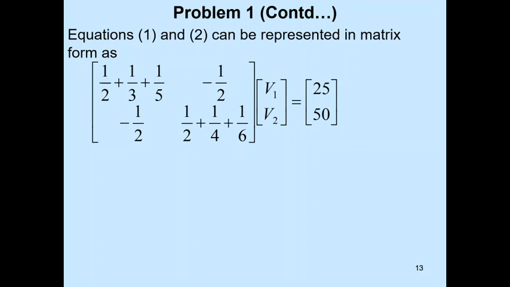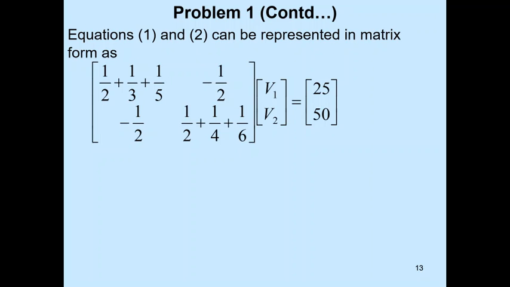So here, 1 by 2 plus 1 by 3 plus 1 by 5, and minus half in the first row, and minus half, and 1 by 2 plus 1 by 4 plus 1 by 6 in the second row, into the voltage matrix, is equal to the current matrix 25, 50.